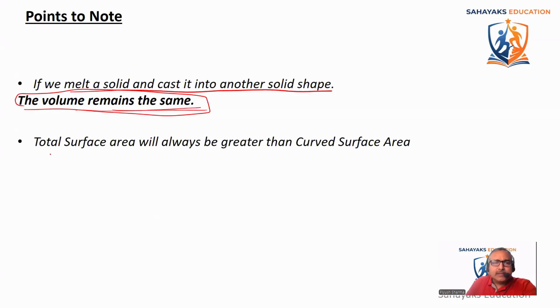The second thing is that the total surface area will always be greater than the curved surface area. Will always be greater than or equal to. So in case of a sphere, it will be equal to. Okay, curved surface area and the total surface area are the same. But in other cases, it will always be greater than the curved surface area.